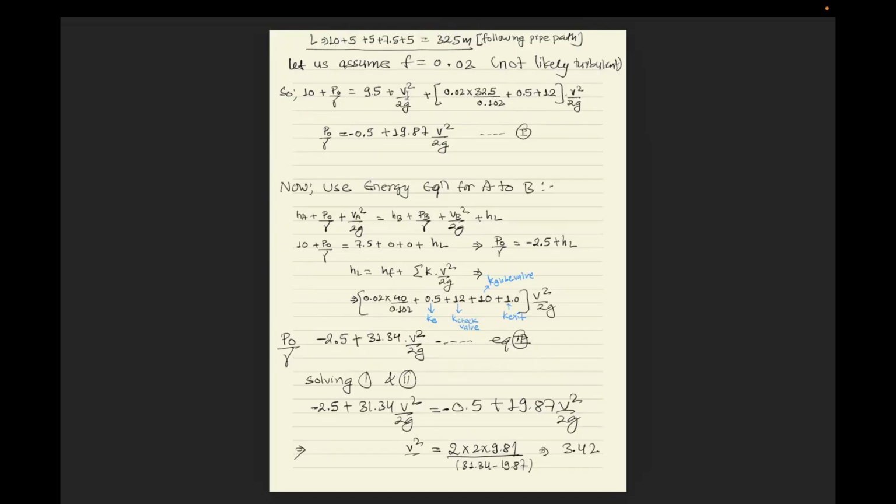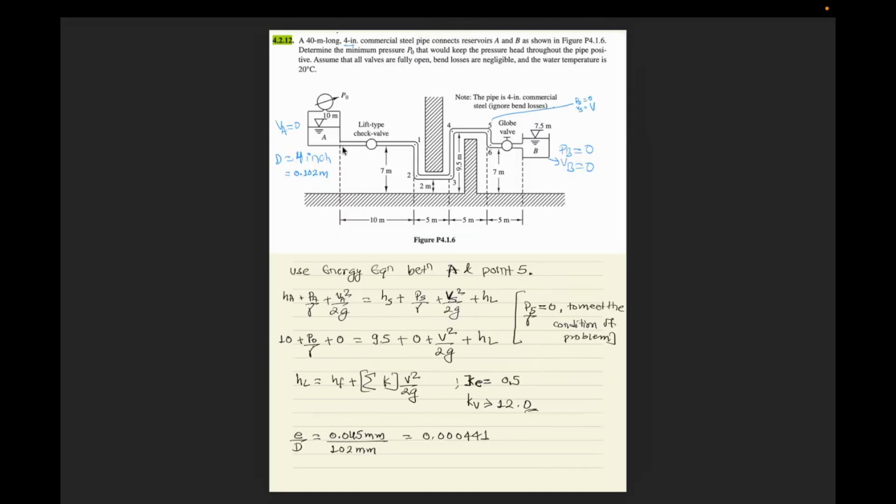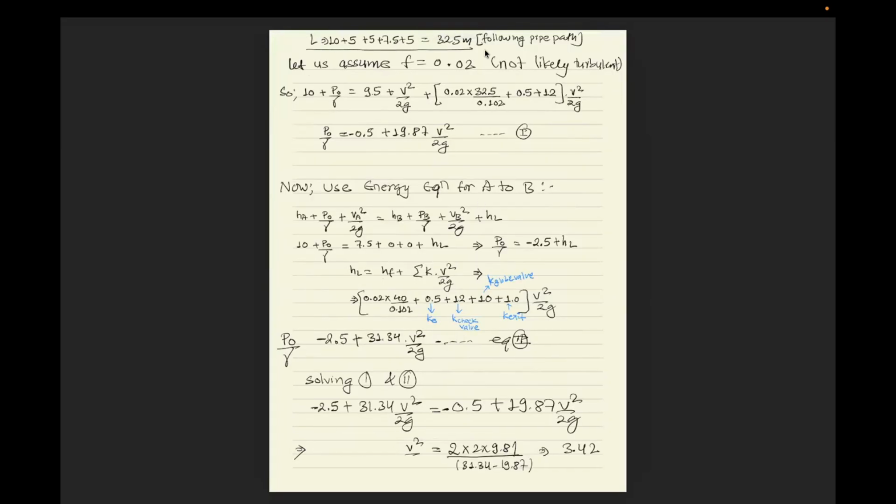And here we need to consider the length of pipe as well. From A to point 5, we need to follow the path of this pipe and compute the length, which I have done here. So that gives us 32.5. So we have the f, and we have the L as well. We can compute. Still, there will be two unknowns, the pressure head and this velocity head.